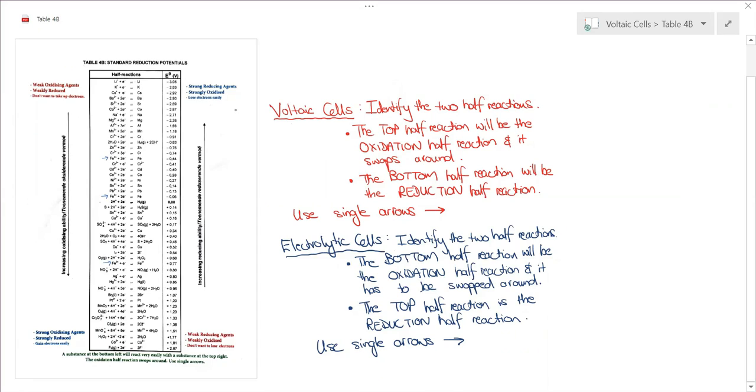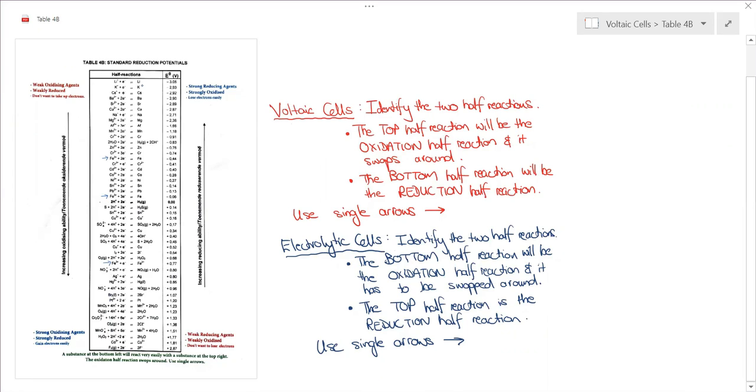When you look at the table, the arrow down the left-hand side indicates the increasing strength of the oxidizing agents. So these are your oxidizing agents. They are the substances that will be reduced. The arrow on the right-hand side going up is indicating increasing strength of the reducing agents. So these are the substances that will be oxidized.